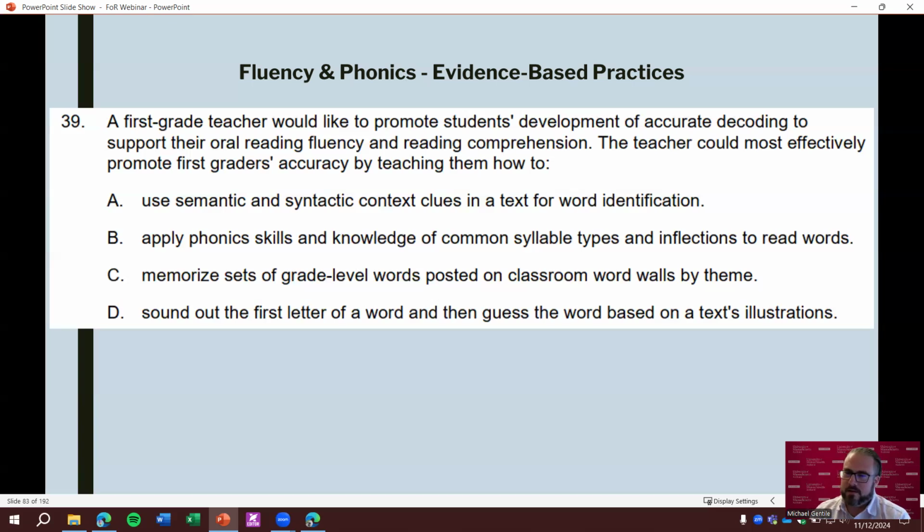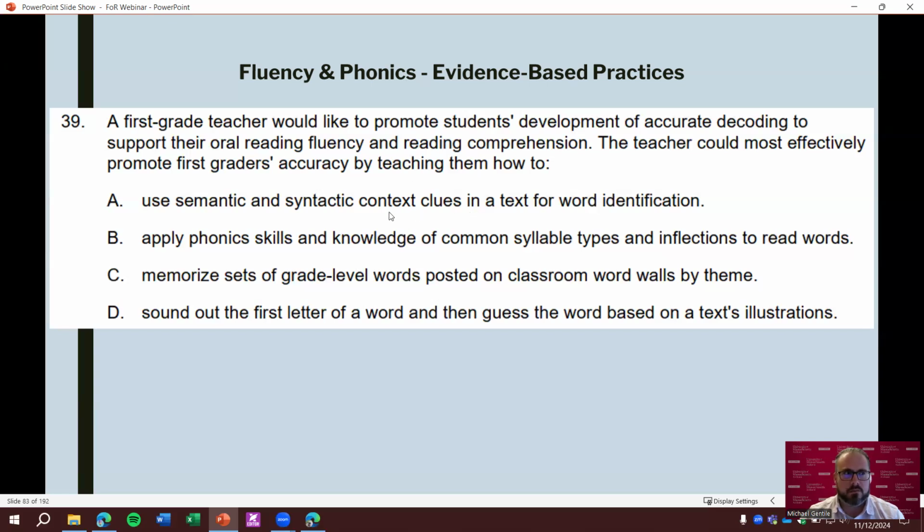And inflections is related to expression. So for the wrong answers, let me help you look for some more tips and tricks here. We know that semantic and syntactic context clues are not going to help us in word identification. This is looking at the words around the word to help us make a guess.